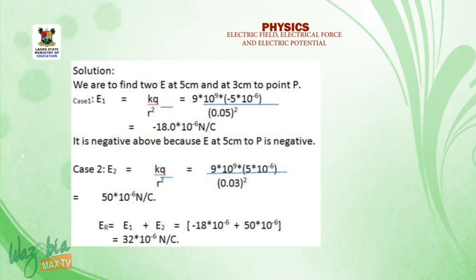E resultant, that is ER, will be equal to E1 plus E2, that is minus 18 times 10 raised to negative 6 plus 50 times 10 raised to negative 6. And the resultant will give us 32 times 10 raised to negative 6 newton per coulomb.